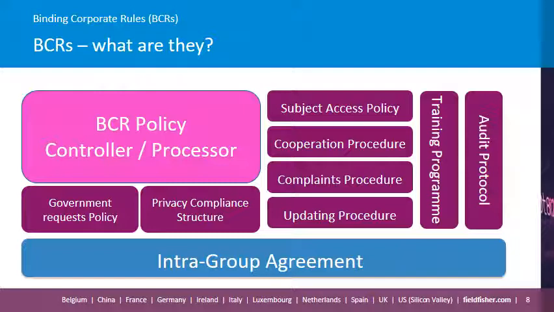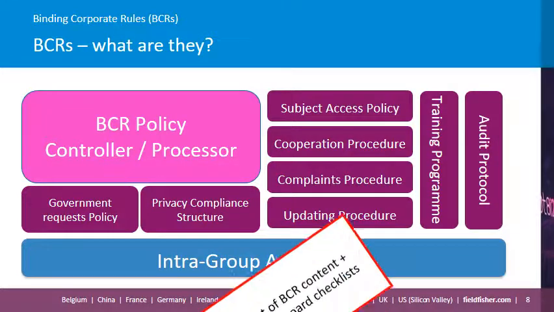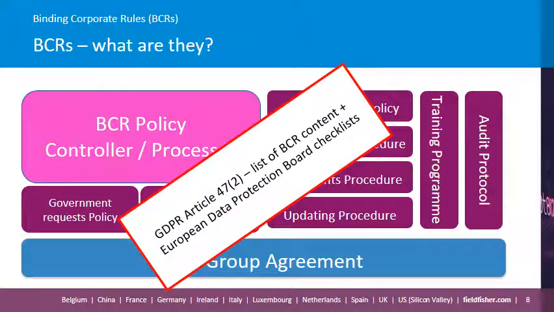Then you have the intra-group agreement, which everyone becomes party to and where each entity promises to comply with the controller or processor policy, or both. Although do note the intra-group agreement is just one mechanism to make sure the documents are binding. This is the way Fieldfisher clients usually do it, but there are other ways to make the documents binding.